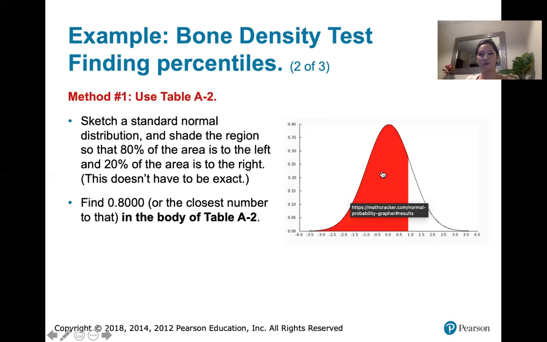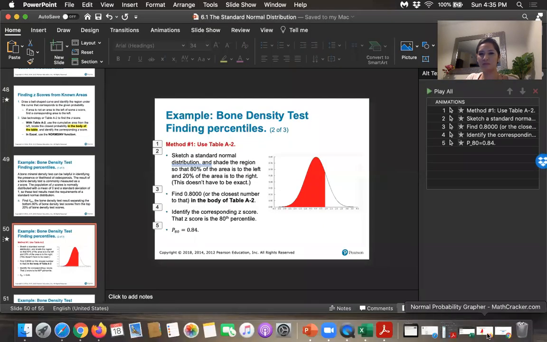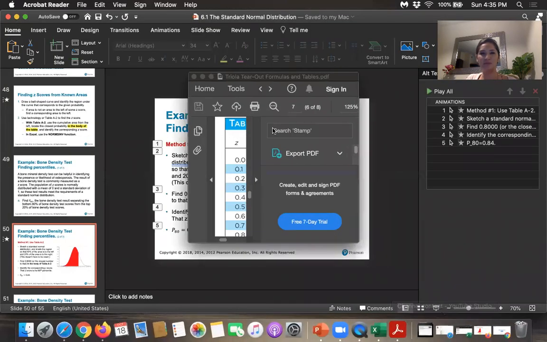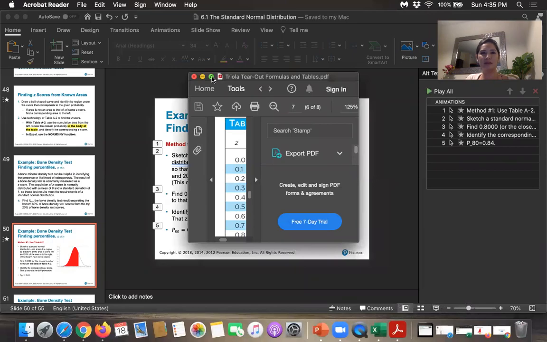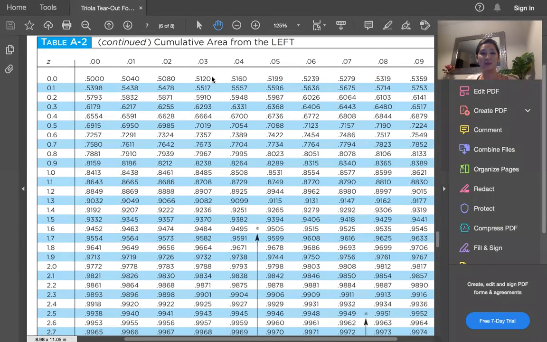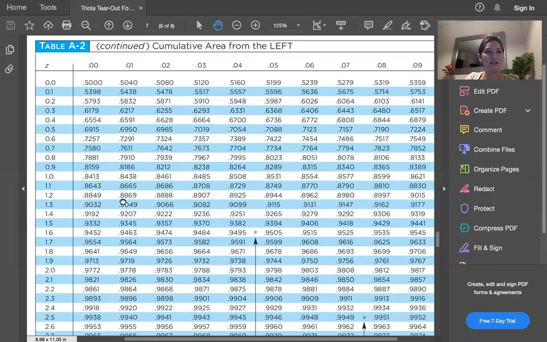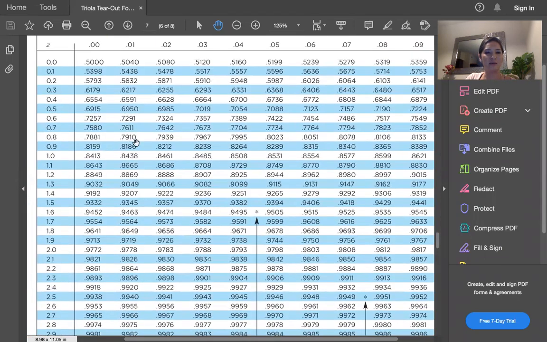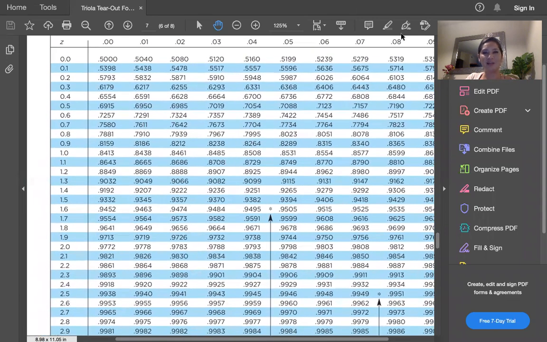Now we want to go to our table A2 and look for 0.8 in the body of the table, and we want to find the corresponding z-score. So let's do that. Now, since 0.8 is greater than 0.5, we know that the z-score has to be positive. And so I'm in my positive z-scores table, and I'm looking for 0.8. Now, you're probably not going to have exactly 0.8 in the table, but you're going to try to get as close as you can.